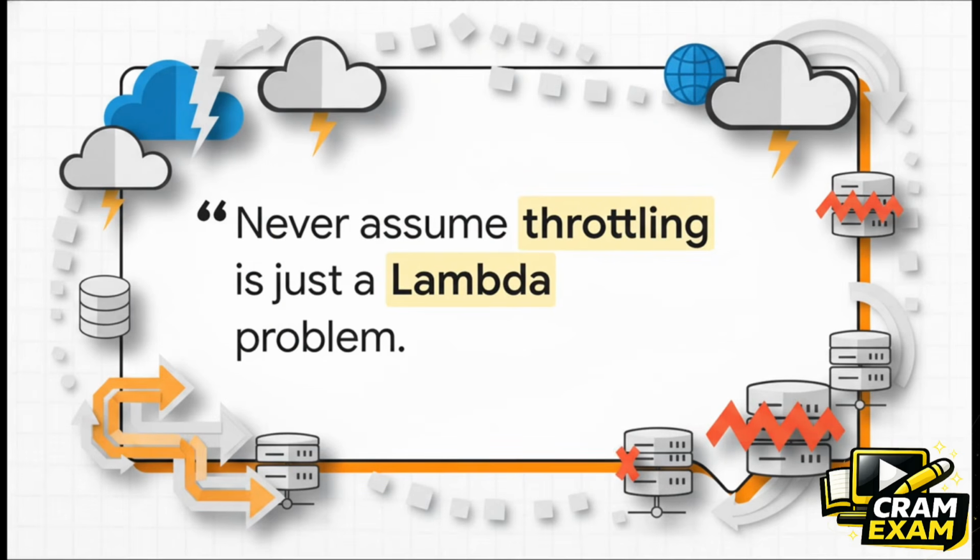I'll leave you with one final warning. Never assume throttling is just a Lambda problem. Always check what is triggering the function, because the way you configure the event source maps directly to how AWS allows your compute to scale.